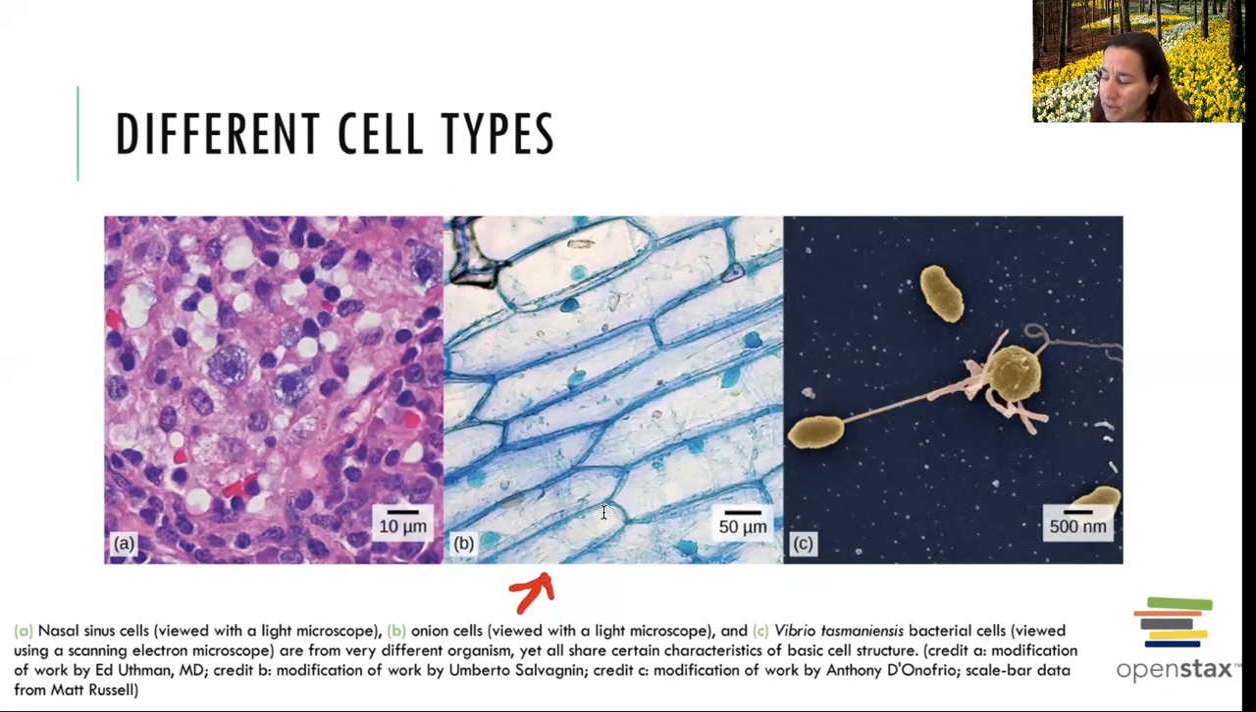And then our very last picture here is C, and this is a bacteria. This is Vibrio tasmaniensis, and there's lots of different Vibrios out there. Vibrio is the genus. I don't know exactly what this one is, but cholera is a Vibrio. They are bacteria, and bacteria in general, we're going to talk about size later on in this video, are smaller than eukaryotic cells like plant and animal cells. So here's our little bacteria up here, this is the plant onion cells, and this is sinus animal cells up here.